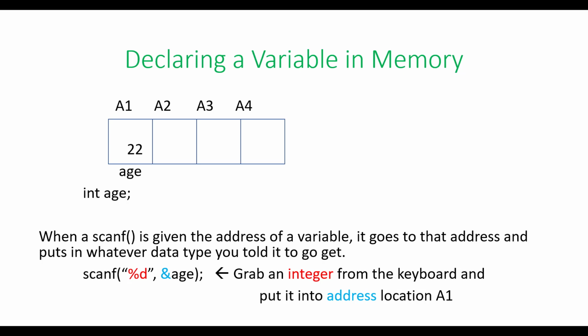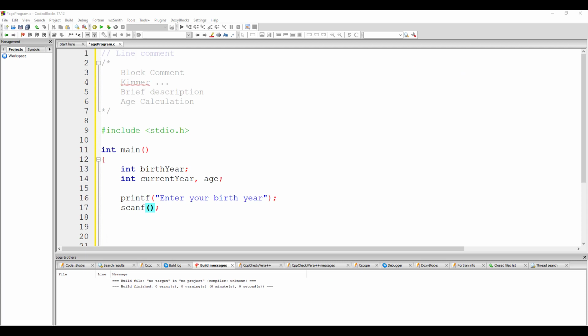So let's go back to our program. In this case, we have to tell it two things. Remember, we're going to tell it the data type, and then we're going to tell it the address of, hope you guessed it, birth year. So we ask a question, wait for an answer. This together is known as a prompt. We're prompting, or asking, the user a question, and then the scanf waits for an answer.